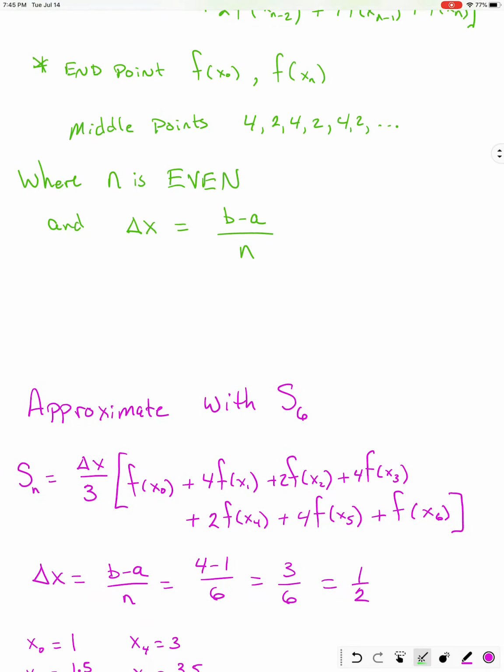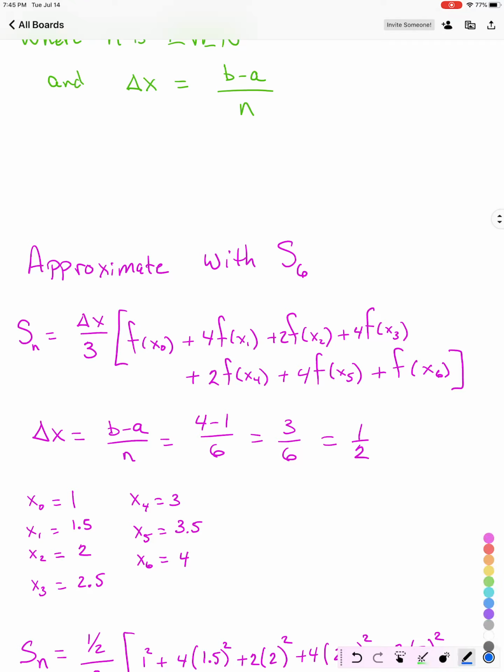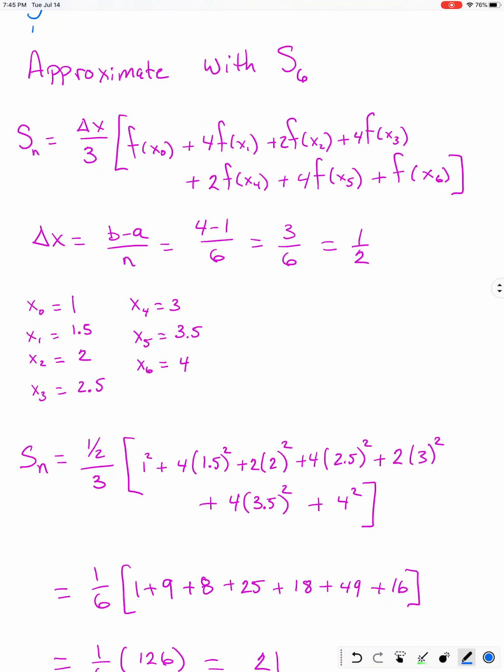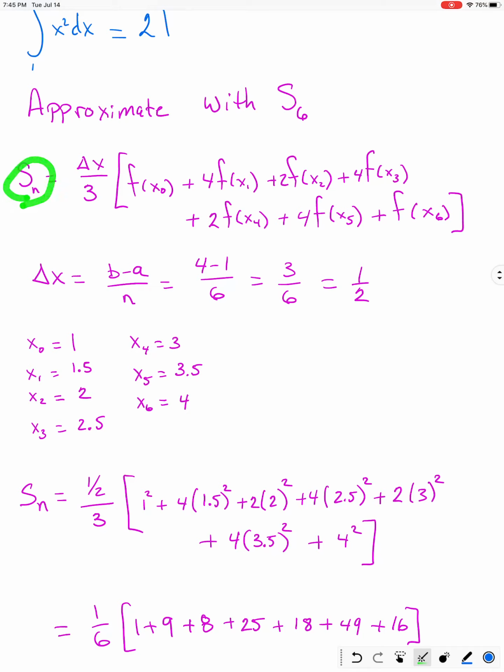Okay, so let's do that same problem that we've been working on before, where we're evaluating the integral from 1 to 4 of x squared dx, and we have found that that's equal to 21. Let's approximate that with Simpson's rule with 6 subintervals. So I'm going to change S sub n to S sub 6.